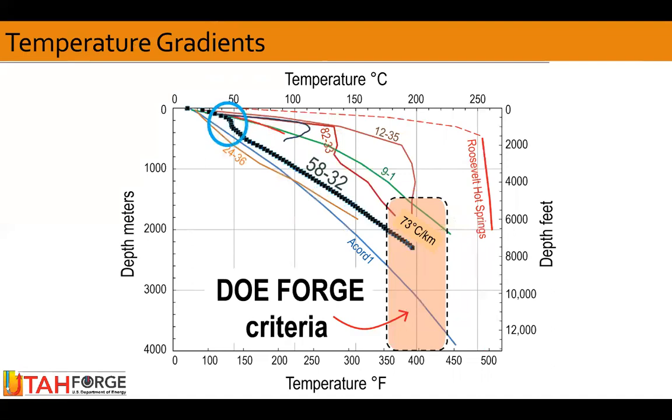At shallow depth, there is a slight bulge in the temperature profile, and this is due to hydrothermal outflow from Roosevelt Hot Springs that is heading towards the middle of the basin through a shallow aquifer hosted in the basin fill alluvium.